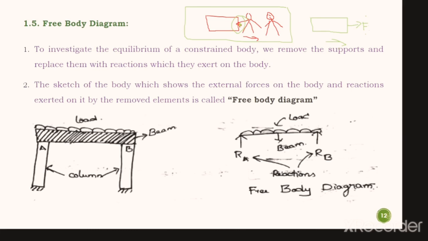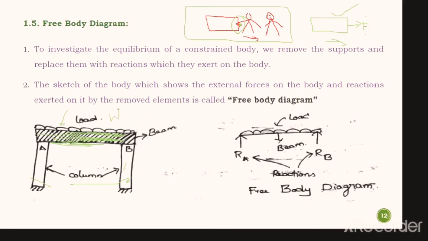So this diagram is called a free body diagram. Okay, so see the below figure once, just a second. So what did you understand? Let me show you here. This is the beam, this is column B, column A, and this is load. What is this load? Uniformly distributed load. So this load is being applied.